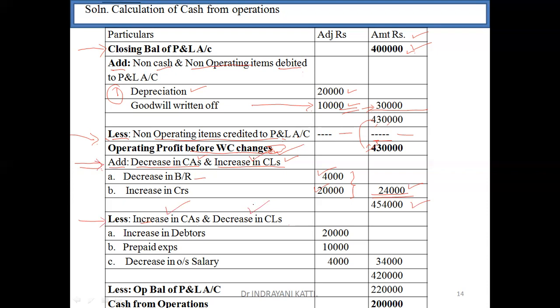Okay. So here, therefore, what we have done here is the increase in current asset and decrease in current liability. When we look at this item, increase in current asset, that is debtors, is increased by rupees 20,000. Prepaid expenses are decreased by rupees 10,000, and outstanding liability, that is outstanding salary, is also decreased by rupees 4,000. See now, let us see the problem.